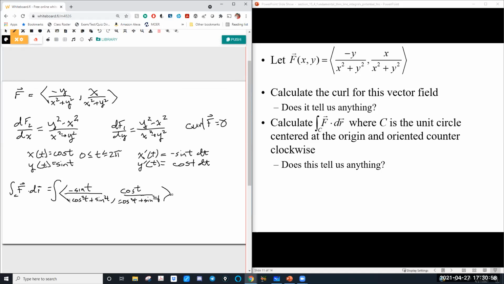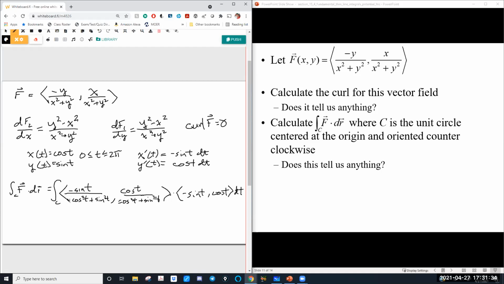And that gets dotted with our dr, which is negative sine t cosine t dt. Now, one important thing to point out here, this is a closed path. We got a curl of 0, which normally means path-independent vector field. Any closed path in a path-independent vector field should be 0, because that means we're starting where we're ending, and by the fundamental theorem, we would get 0.